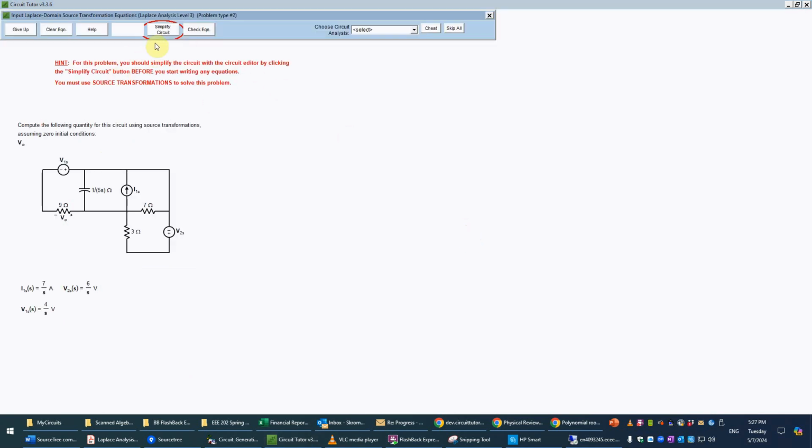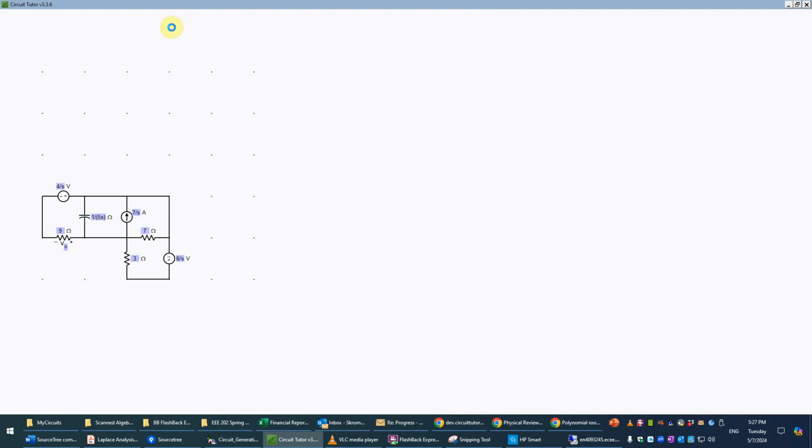Okay, and it does advise that we need to go in and simplify the circuit, so we'll go ahead and do that. Now there was one glitch here with this particular button. Sometimes it goes blank, and some of these other buttons occasionally go blank, which is a system glitch that we can't control, but we can still use the button normally. So we're going to go ahead into the circuit editor by clicking on Simplify Circuit.